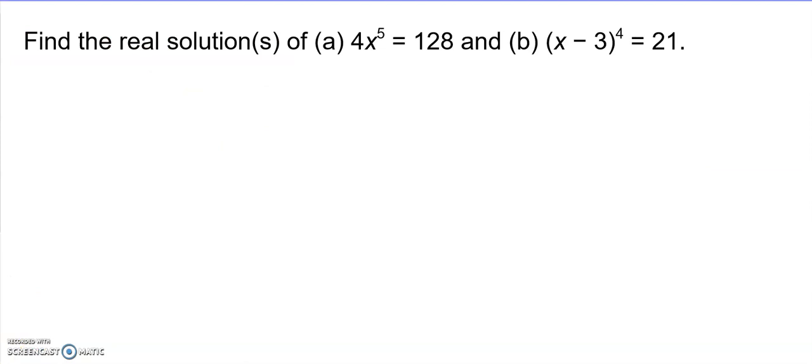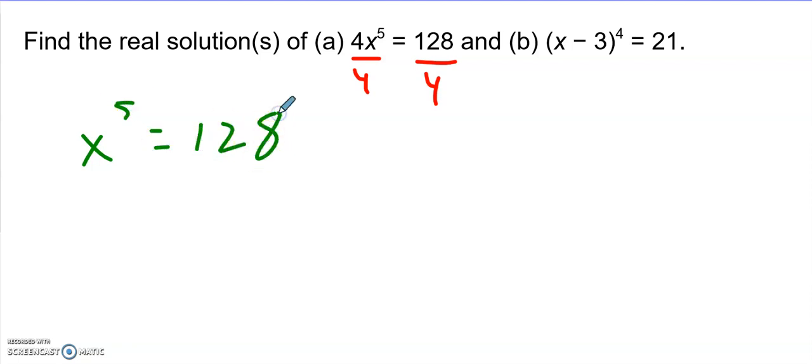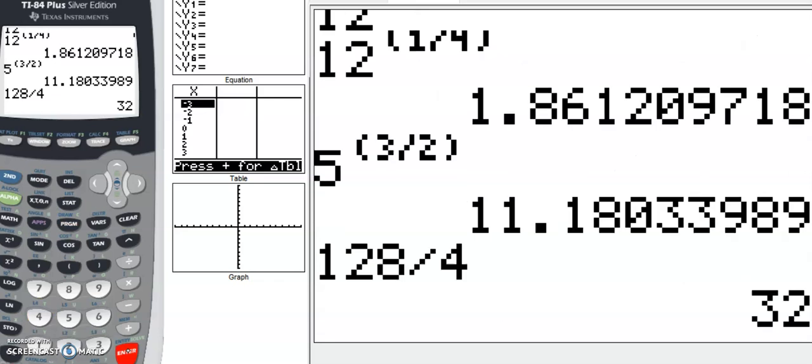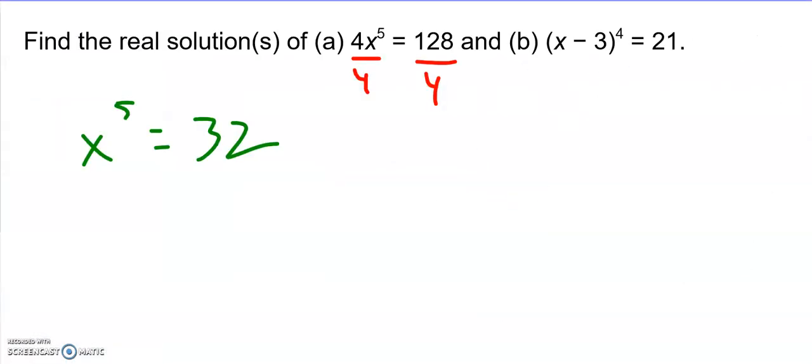All right, so let's look at this. I'm going to start with A. So we have 4x to the 5th equals 128. What should we do first? Well, anytime we're solving an equation, we want to get the variable by itself first. So I'm going to divide both sides by 4. Now I end up with x to the 5th equals 32, right? Because I divided by 4, and 128 divided by 4 is 32. Good, I did my math correctly.